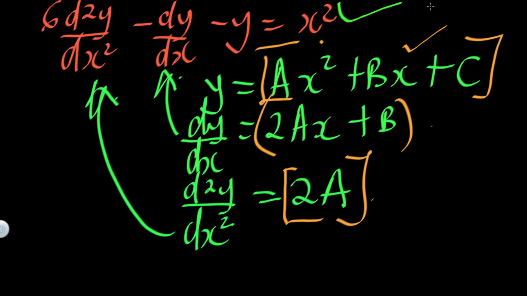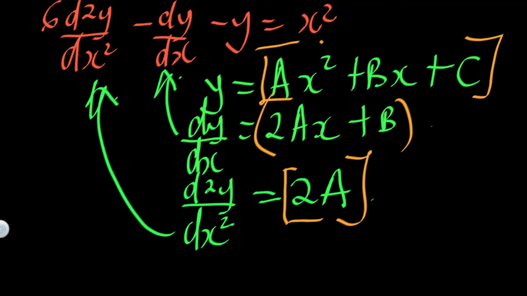If we had something like 5x plus 3, it would tell us that our particular integral is also going to be a linear function, which is ax plus b. If we had e to the power 2x, it would mean that our particular integral is also going to be an exponential function of this nature, e to the power something. So you need to find a list, like a table, explaining the nature of the particular integral depending on what you have here. But in our case, we have x squared, and we assume that our particular integral is also going to be a quadratic function.